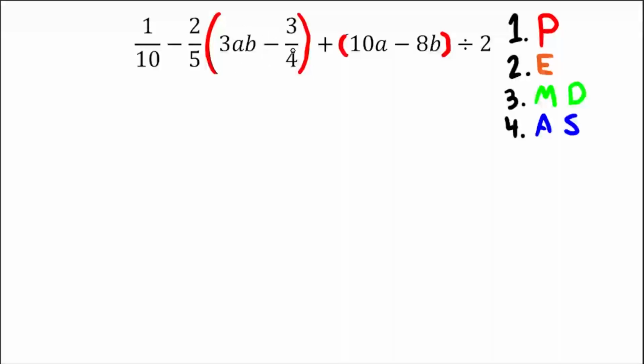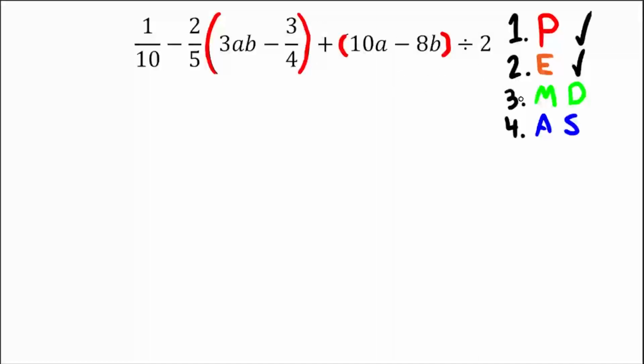So it's already simplified. Same thing with this. They're not like terms, right? It's already simplified. You can't subtract 10a with 8b because there's an a and there's a b. They don't mix, all right? So the parentheses, they're done. Let's move on to the exponents. We don't see any exponents there, so we can just skip this step.